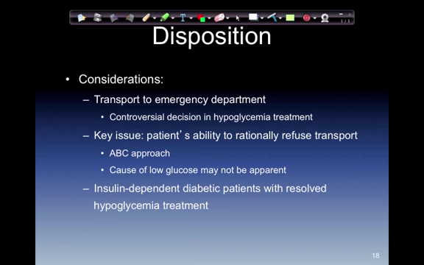The cause of low blood glucose may not be apparent in some cases. Insulin-dependent diabetic patients with resolved hypoglycemia should be transported to the emergency department for evaluation. And we should be looking for the cause of the low glucose level. This may not readily be apparent. If they have an infection brewing, we'll never see that in the field. Pediatric considerations should also be taken as well.